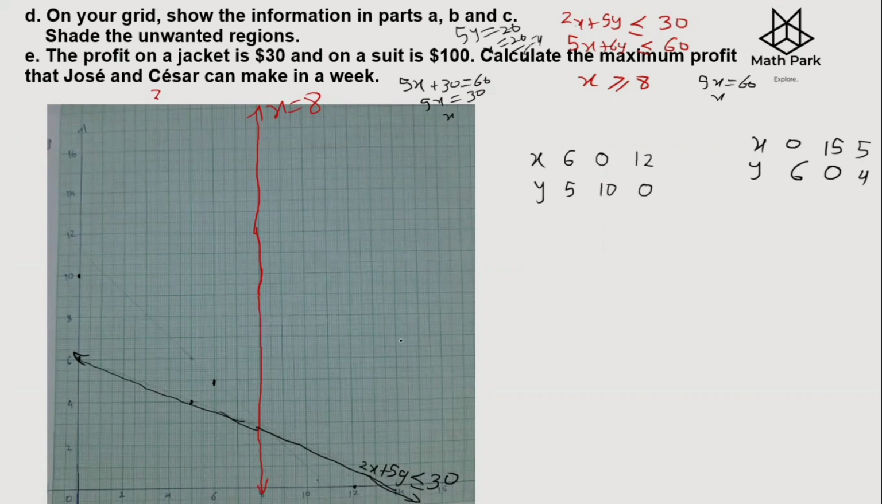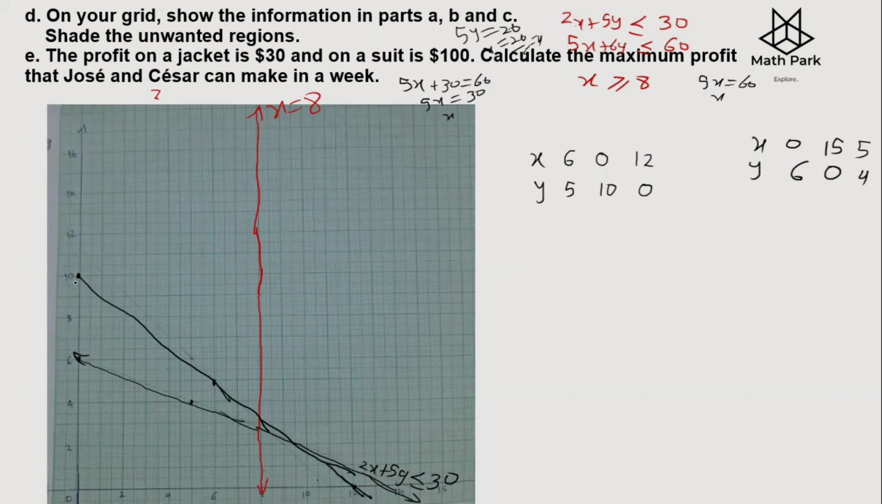Okay. X is 0 and y is 10. 0, 10 is this point. X is 12 and y is 0 is this point. Let us draw the line for these points. Join them properly with the ruler. So we are done with the lines. 3 lines are done now.